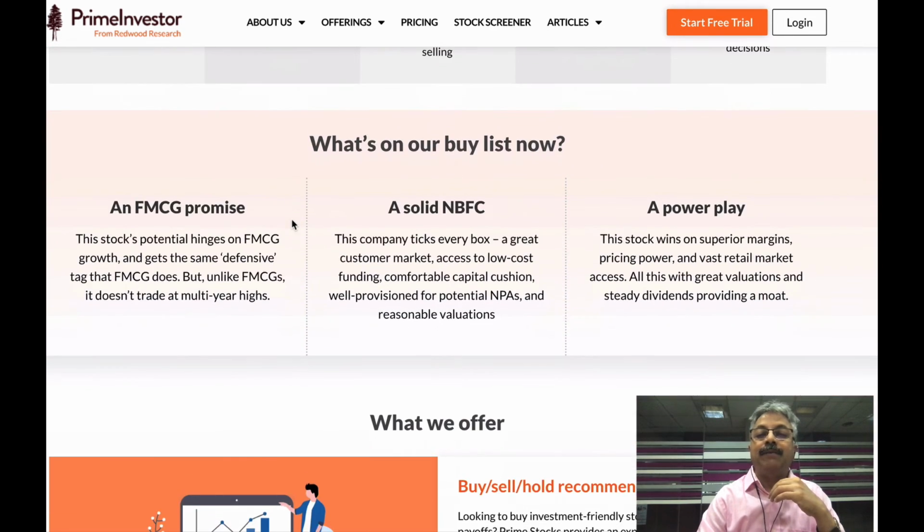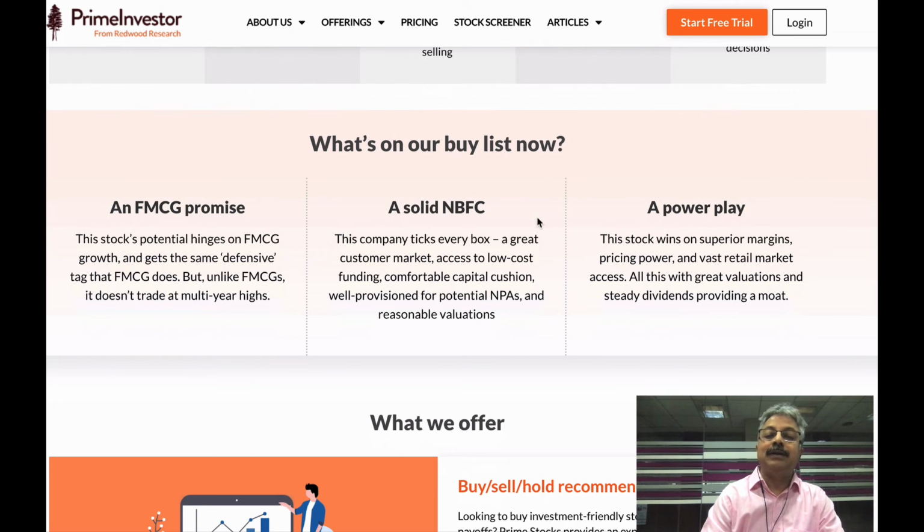And if you see right now, we have an FMCG company and we have a solid NBFC in our list, and we also have what we call a power play. We have an eclectic list of stock recommendations that will appeal to a lot of people. But at the same time, please be aware that these stock recommendations are not for short-term trading. They are for long-term buy and hold. And this is about the stock recommendations.